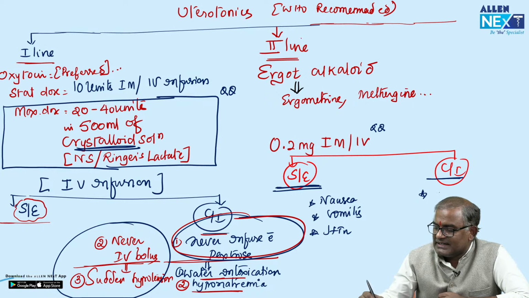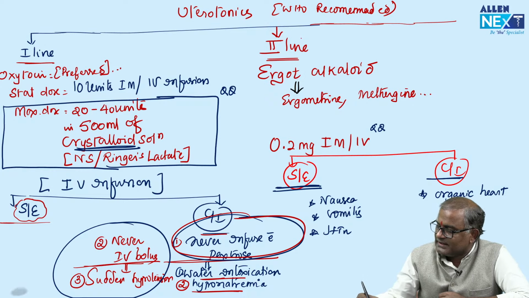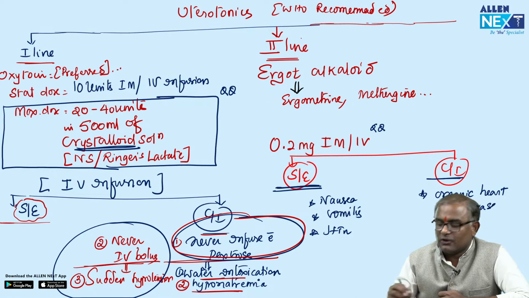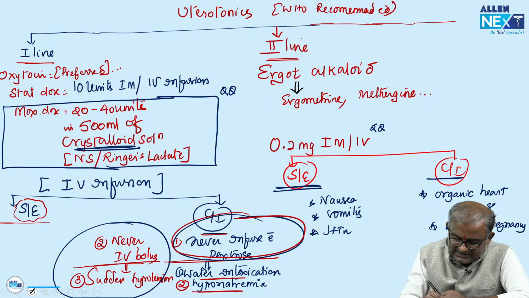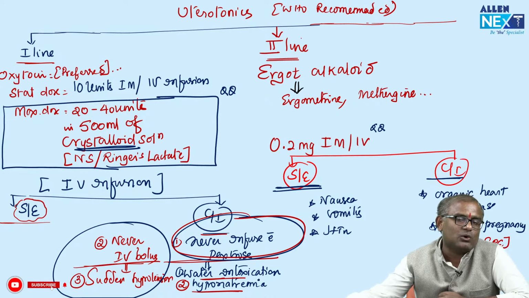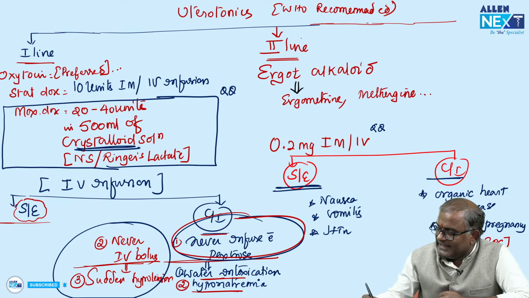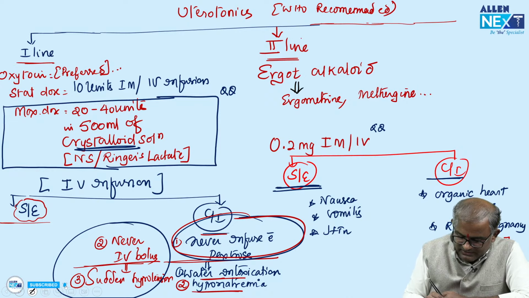Contraindications: if the mother has organic heart disease, definitely we will withhold ergot alkaloid. If the mother is Rh negative, or if the mother is hypertensive or has preeclampsia, definitely we will withhold giving ergot alkaloid. And following delivery of the first twin. These are all the contraindications of ergot alkaloids. So first line, second line.